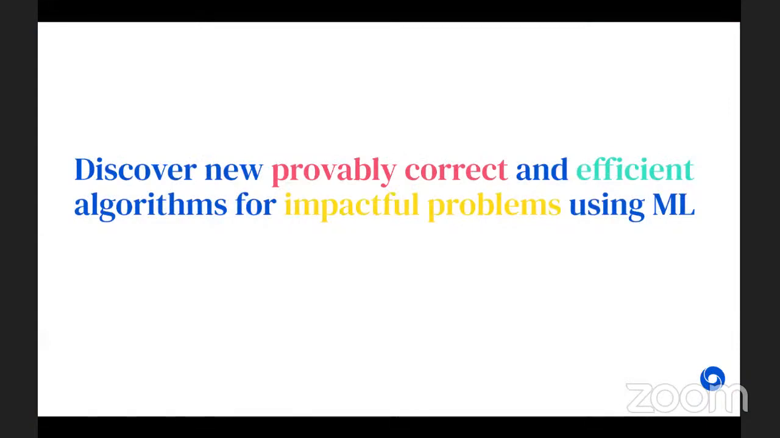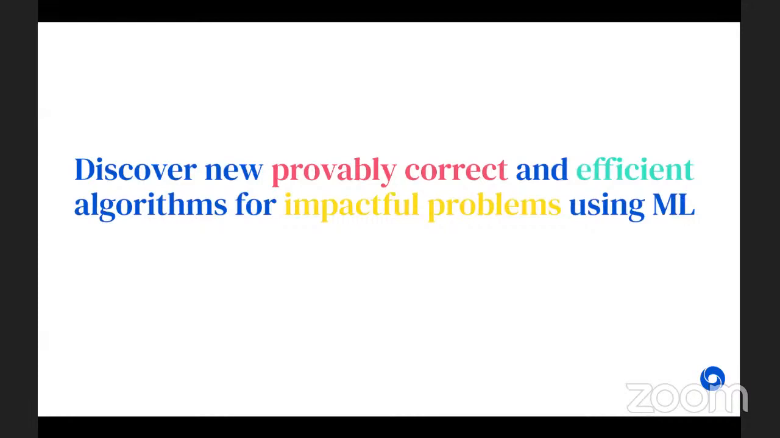So the project essentially started with a very simple question. The question was, can we use machine learning to discover new provably correct, efficient algorithms for impactful problems? So there are three keywords here. Provably correct, meaning that we are trying to find algorithms that are correct everywhere, right? So we want to get certificates of correctness of the algorithms, right?